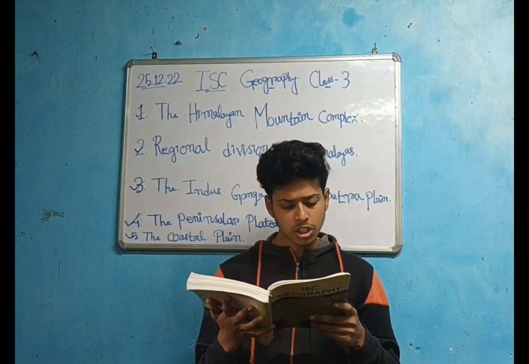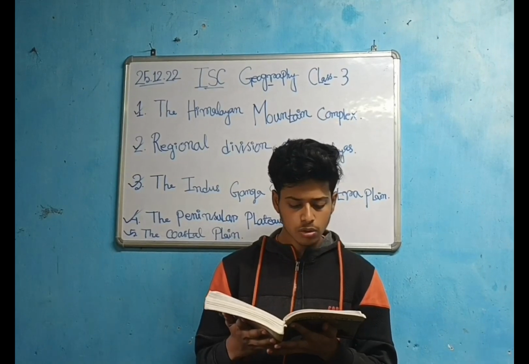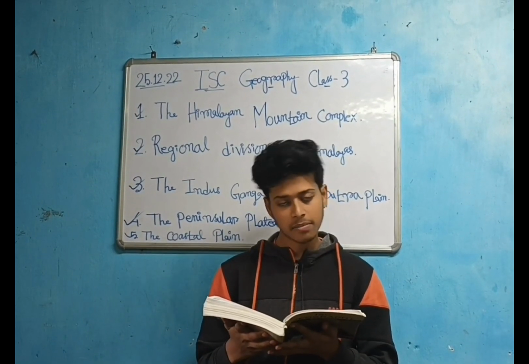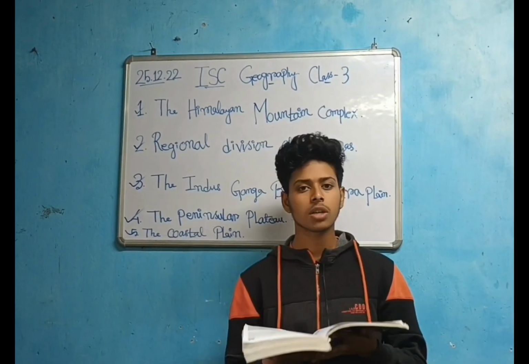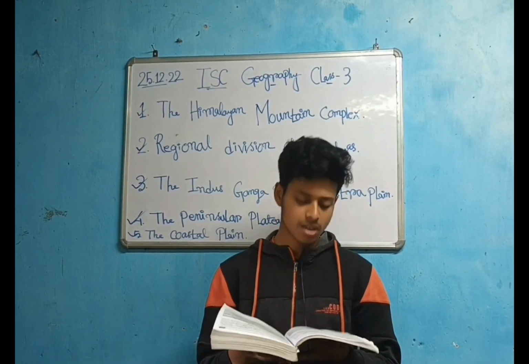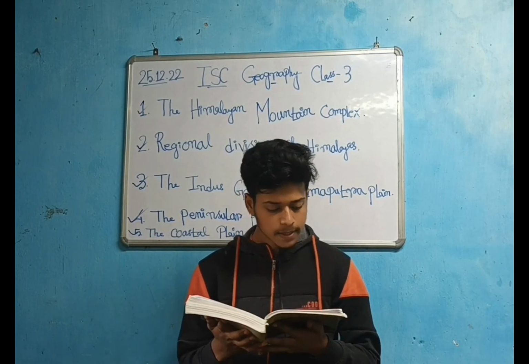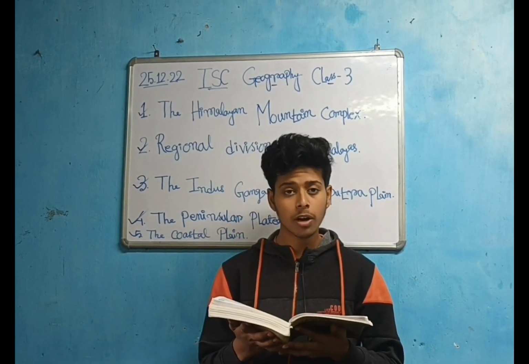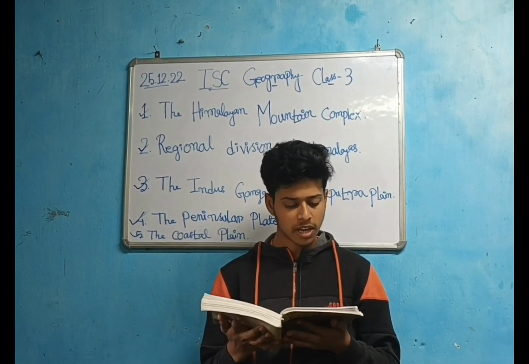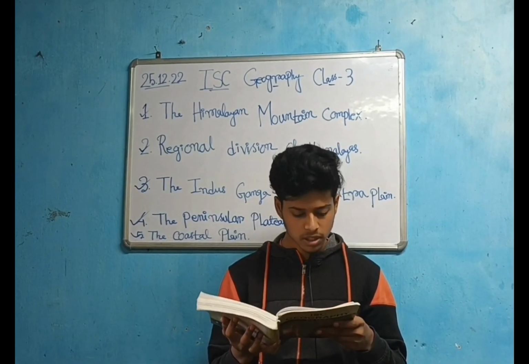So what is the Western Coastal Plain? Western Coastal Plains lie between the Western Ghat and the Arabian Sea. As we know from the name itself, Western Coastal Plain, so Western Ghat; Eastern Coastal Plain, so Eastern Ghat. Where does it lie? Between the Western Ghat and the Arabian Sea coast, and it spreads from Gujarat to Kanyakumari. It is a narrow plain with an average width of 64 km.